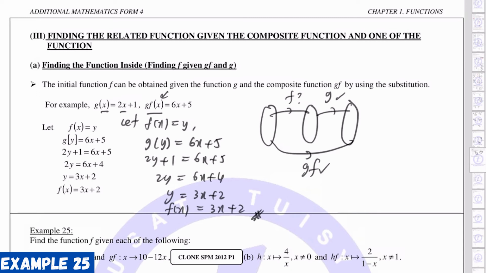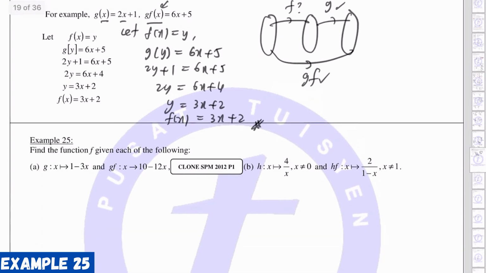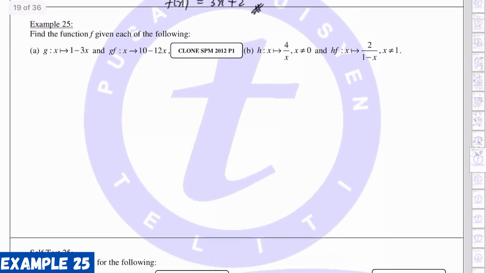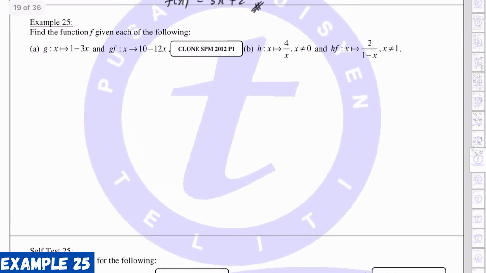Okay, now we're going to do one example. This is similar, the idea is the same thing. So always remember to start by letting the function inside, in this case for my example 25, my f(x) equals y. By letting f(x) equals y, now I'm not going to write g(f(x)), I'm going to write g(y). I would effectively reduce it from multiple functions g(f(x)) to a single function.